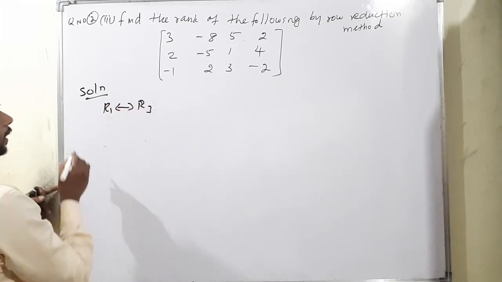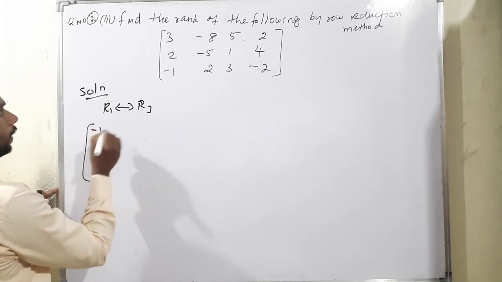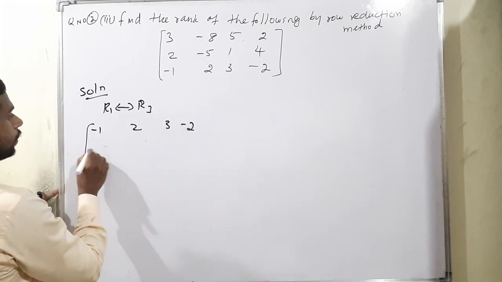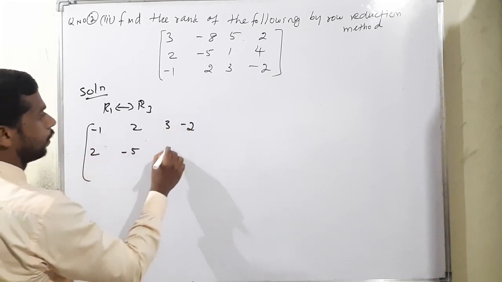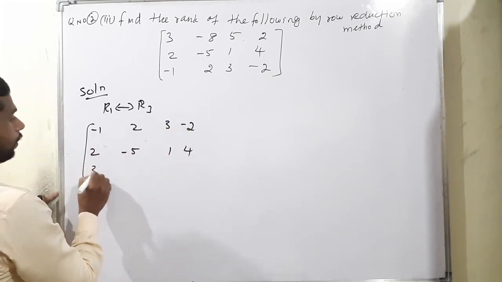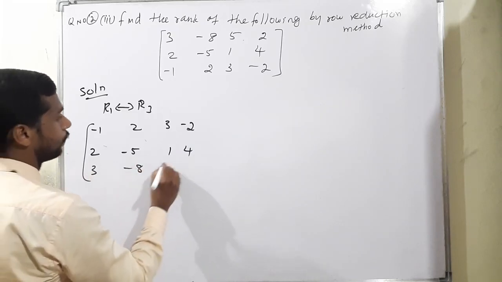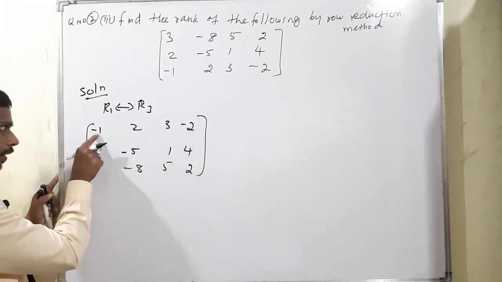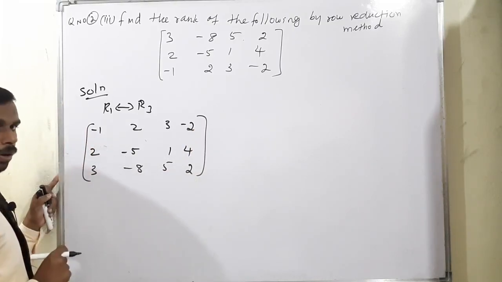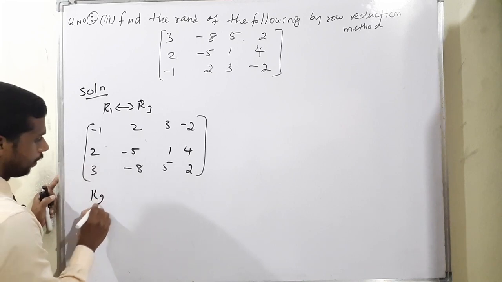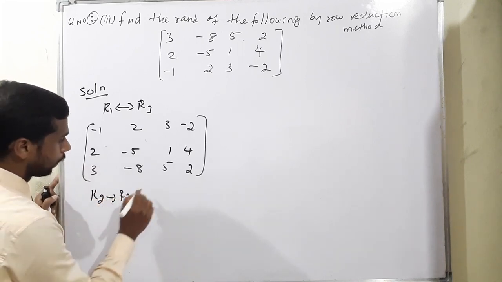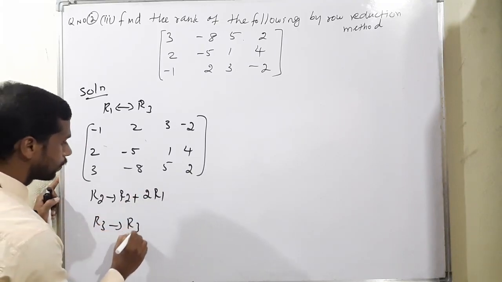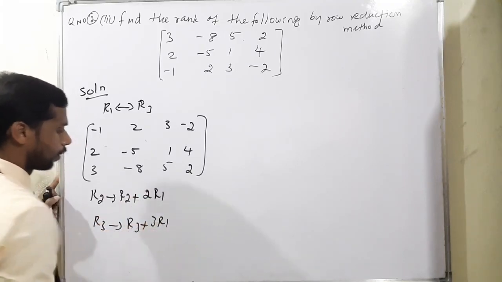So R1 interchange R3 means what will happen? Minus 1, 2, 3, minus 2. Then R2 as it is: 2, minus 5, 1 and 4. R3: 3, minus 8, 5 and 2. Now, when starting the non-zero digit, we have to make the values under it 0. Again, R2 gives R2 plus 2 into R1. Again, R3 gives R3 plus 3 into R1.